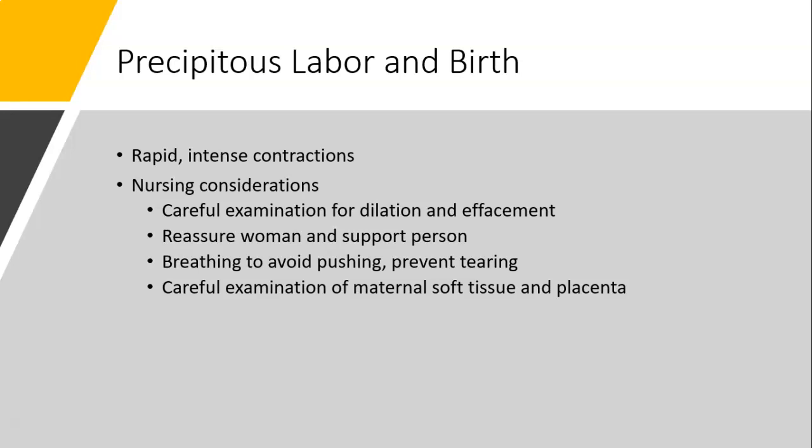So the fetus may also suffer from hypoxia related to the decreased periods of uterine relaxation between those contractions. And they can also have sometimes intracranial hemorrhage related to the rapid birth. A lot of bruising can be seen on the face sometimes. So there just are various things that can happen when this labor progresses very quickly.